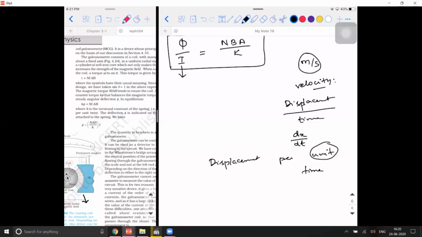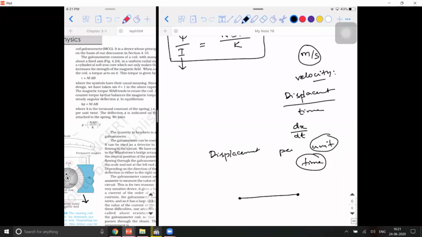This unit is very important. So what do you mean by displacement per unit time? Displacement made in 1 second. It can be 1 second or 1 minute or whatever it is. Unit time is what I can say. So meter per second means in 1 second, if I'm able to calculate how much distance the object is moving, I can measure a parameter for it called velocity.